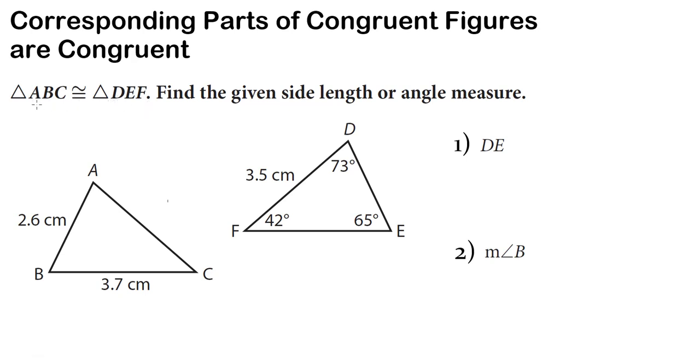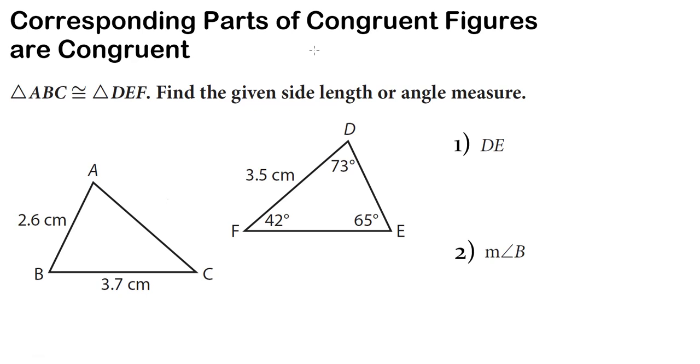A and D are the first letters in the name of these two triangles. That means point A, or angle A, corresponds to point D, or angle D. In the same way, B and E are both the second letters, so angle B corresponds to angle E. And C and F are the third letters, so angle C corresponds to angle F. We can also do that with the sides. AB are the first two letters, and DE are the first two letters. So side AB of this triangle corresponds to side DE of this triangle, and so on and so forth.